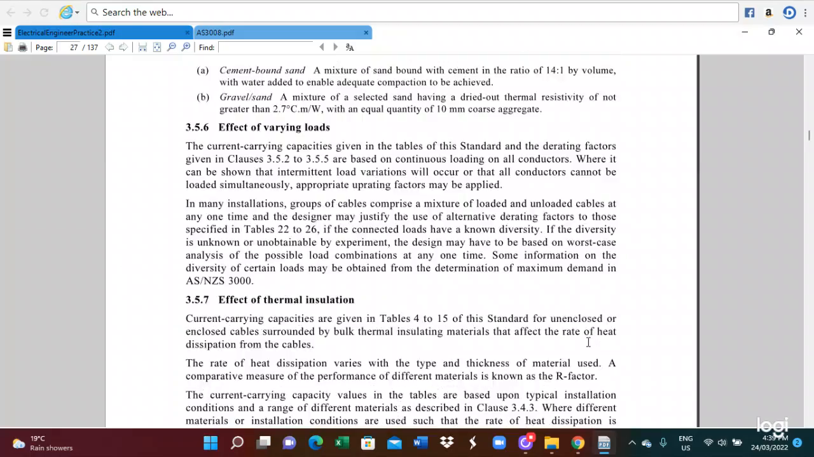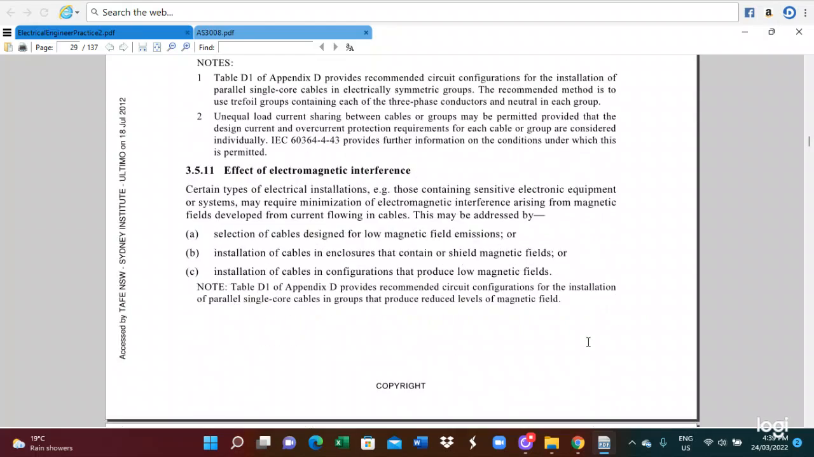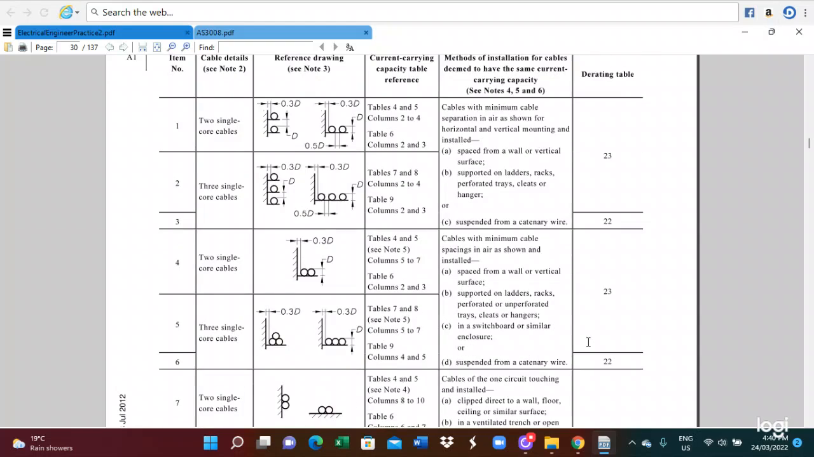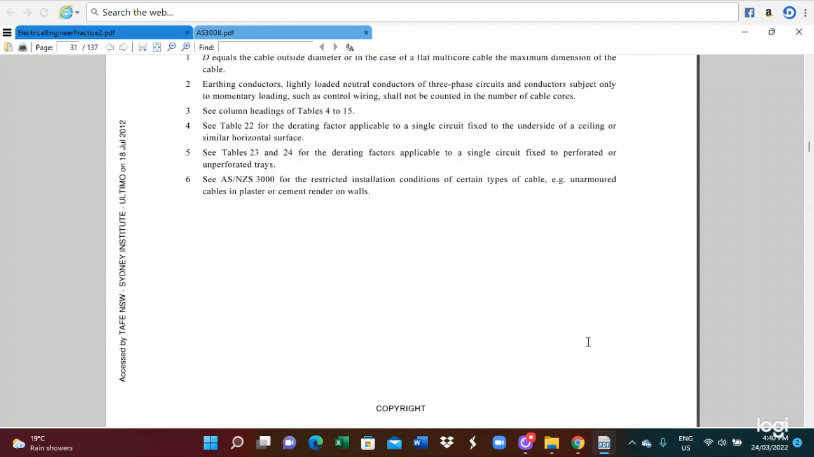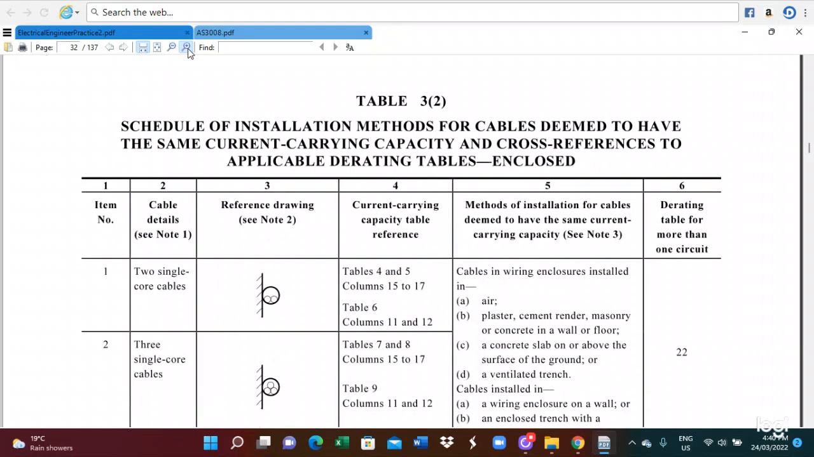So we look at table 3-1, 3-2. This is table 3-1, enclosed in air. Table 3-2 is enclosed in air. So this is one: three single core cable.